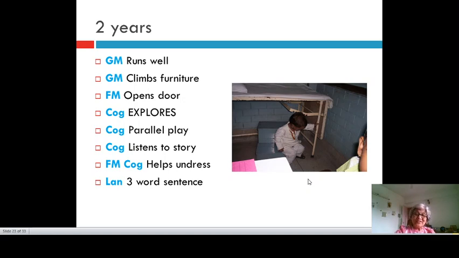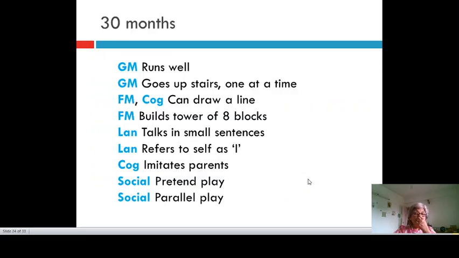This is when the baby learns to listen to stories. He can help in undressing a little bit, and he's talking in small sentences of 2 to 3 words. 30 months, 2.5 years. Now the baby is running well. He can go upstairs one at a time. He, with a pencil, can now draw a line. With blocks, tower of 8 blocks. Small sentences. He refers to himself as I.